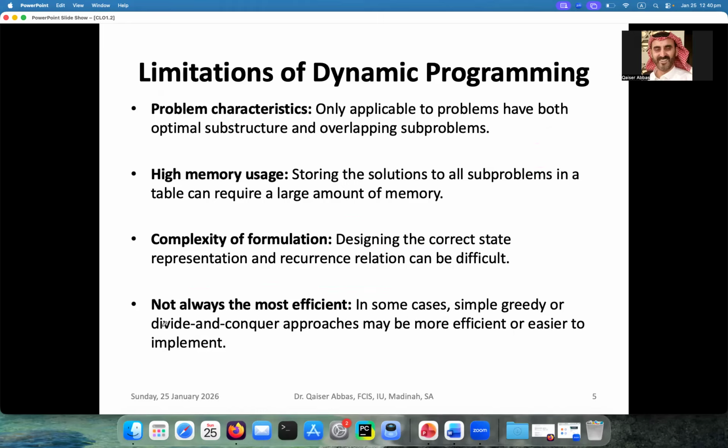Now, what are the limitations of DP? What are the issues in DP? Before that, you have only seen maybe the positive things, but now we are on the negative side. What are the issues of DP?